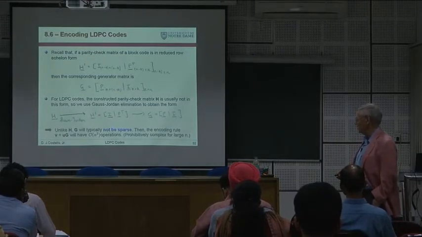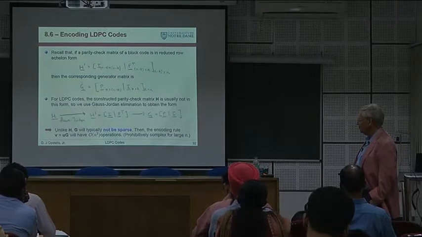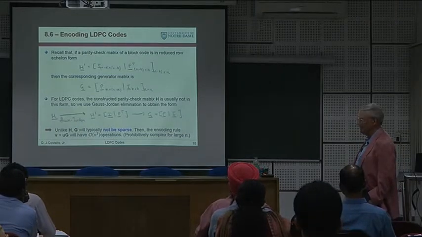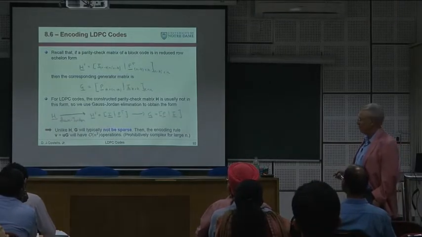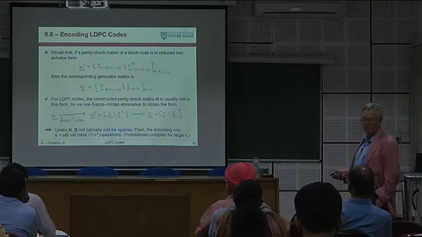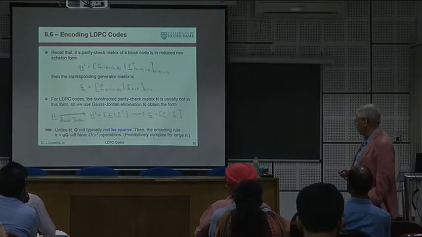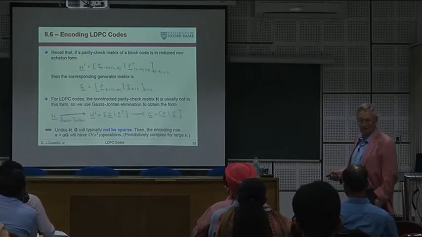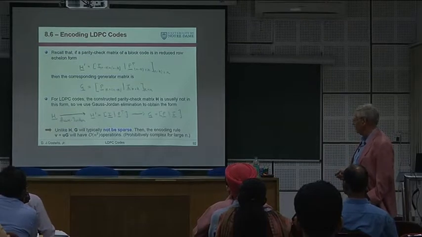Now, the problem with this is that if we do this, G won't be sparse. For one thing, it's difficult to do for big codes to start with, and G would not be sparse in general. So the encoding then would be complex. It would be order of n squared.